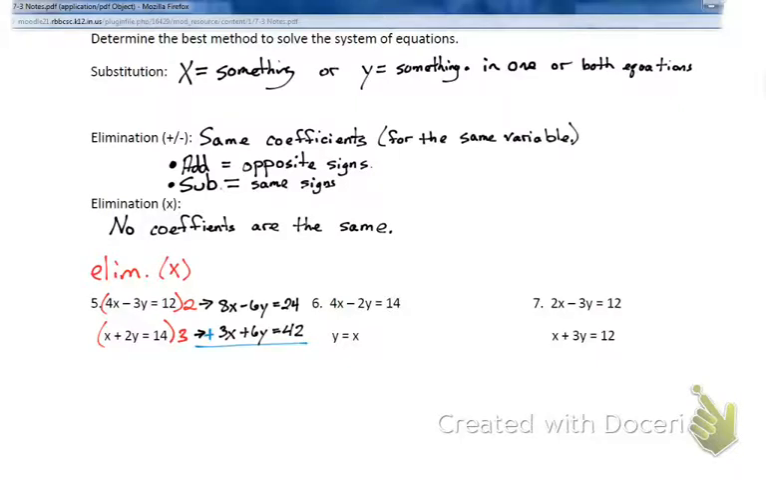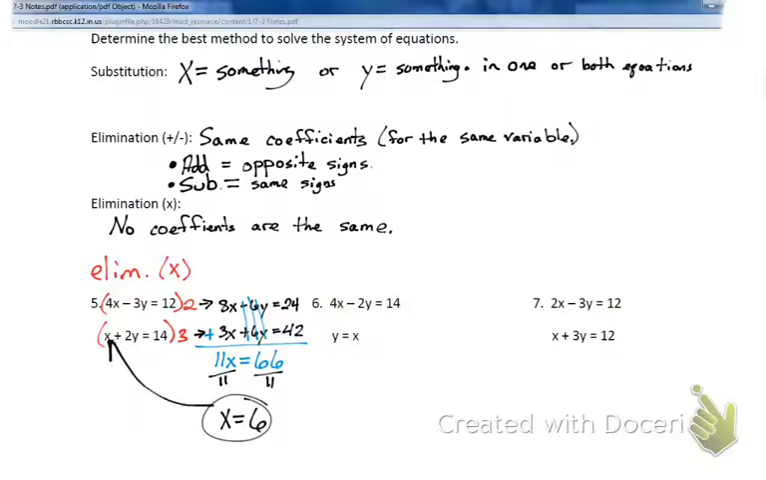I'm going to add these 2 equations together. 8x plus 3x is 11x. Positive 6 and negative 6 cancels. 24 plus 42 equals 66. So again, this ends up being a nice easy problem. Divide by 11 and you get x being 6.